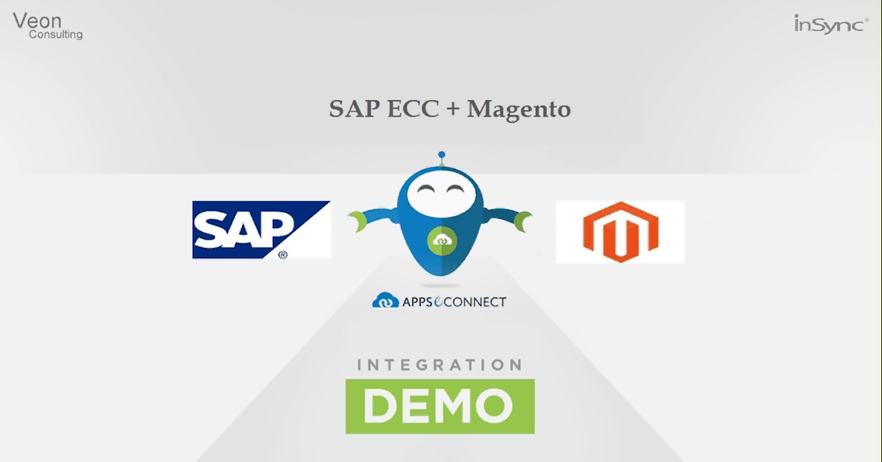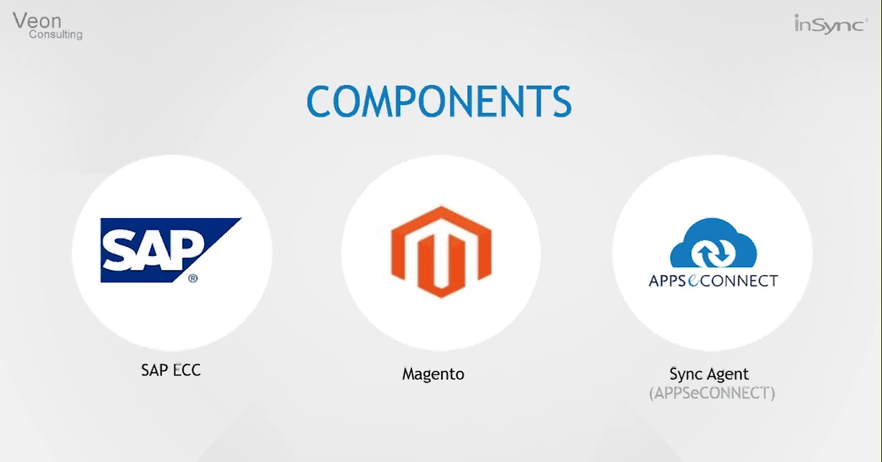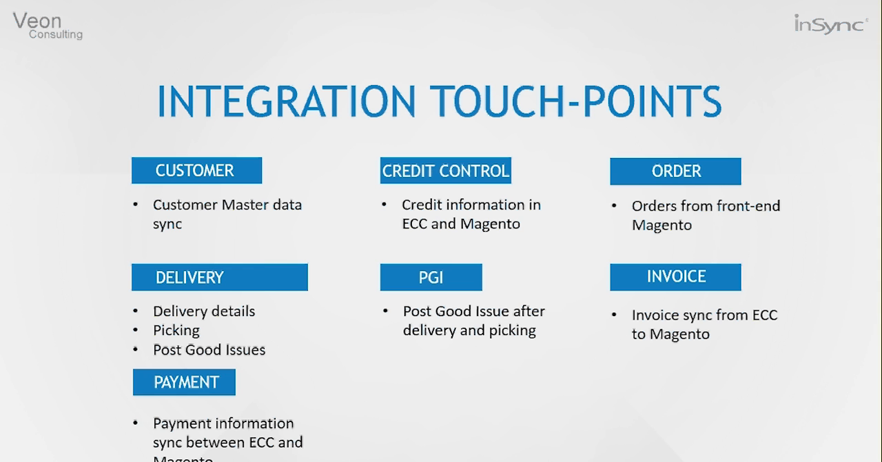In today's video, we'll be seeing the syncing of touchpoints between SAP ECC and Magento. These are the following components that we are using: SAP ECC, Magento Frontend and Backend, and our syncing agent, that is APPSeCONNECT. These are the integration touchpoints that we'll be looking at in today's video.